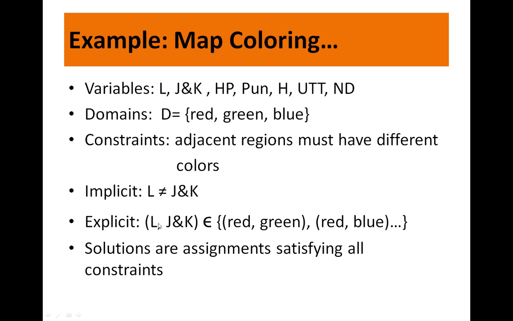So implicitly, what we say is, Ladakh is adjacent to Jammu and Kashmir. So Ladakh and Jammu Kashmir cannot have the same color. But what can Ladakh and Jammu Kashmir have then? If Ladakh is red, Jammu Kashmir can be green. If Ladakh is red, Jammu Kashmir can be blue. They cannot be the same. So what is the solution? Solutions are assignments satisfying all the constraints.